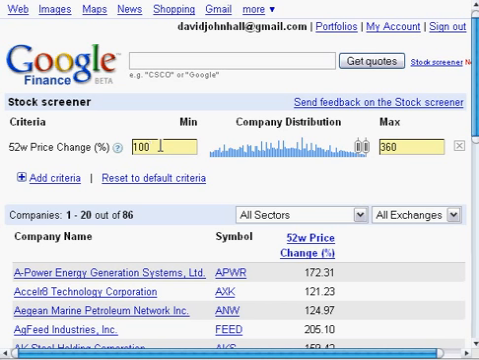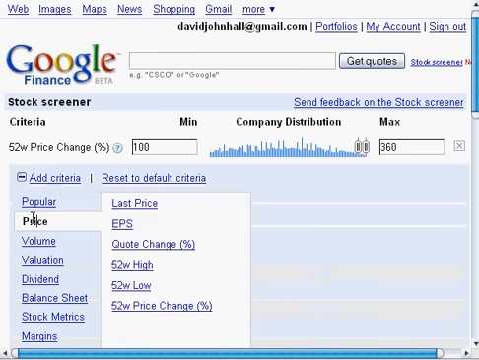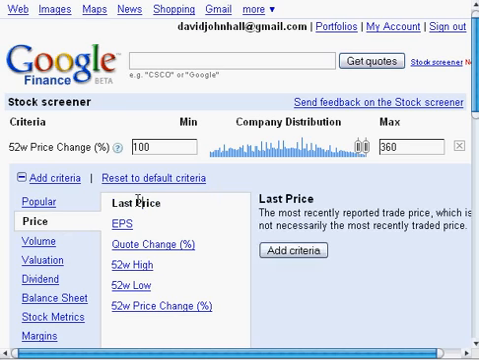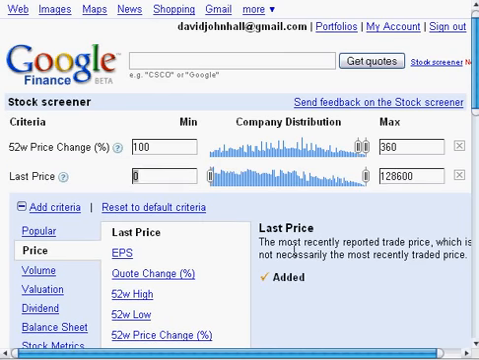Once we have entered the 52-week price change, we're going to add another criteria, which is price per share. And so we would click on the price tab down here. Want to click on last price and add criteria. Now, what we're going to do on the minimum column is add a value of $10 for the minimum share price. And the reason for this is that we are going to trade stocks that are only trading higher than $10, as stocks trading less than $10 tend to exhibit higher volatility, and with higher volatility comes greater risk.